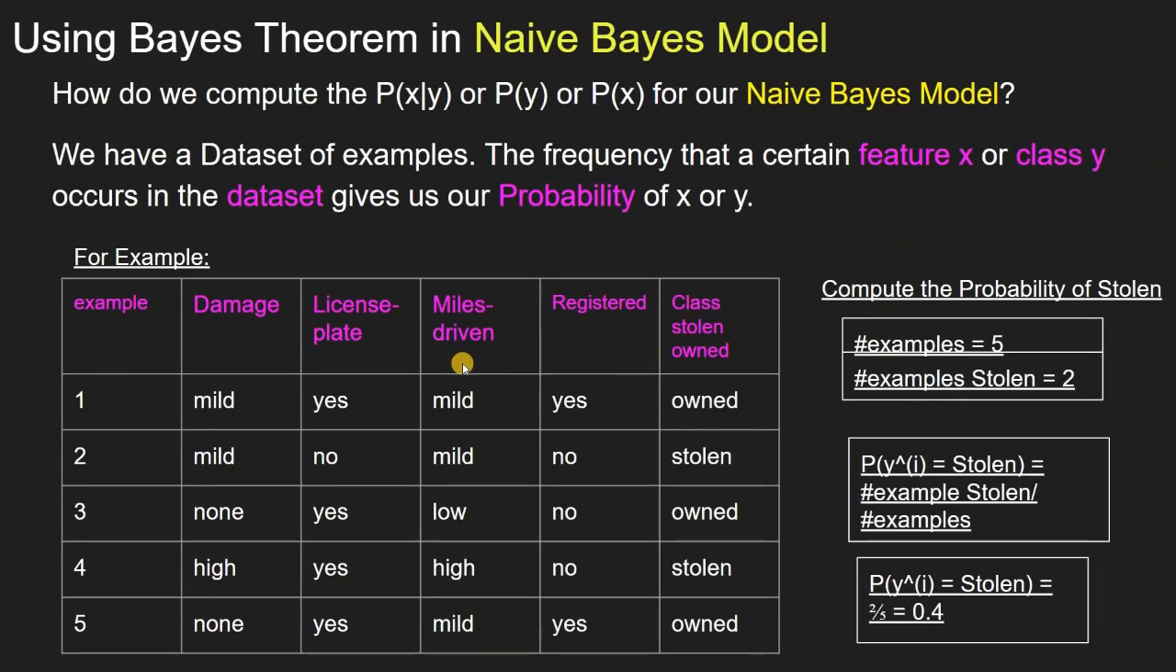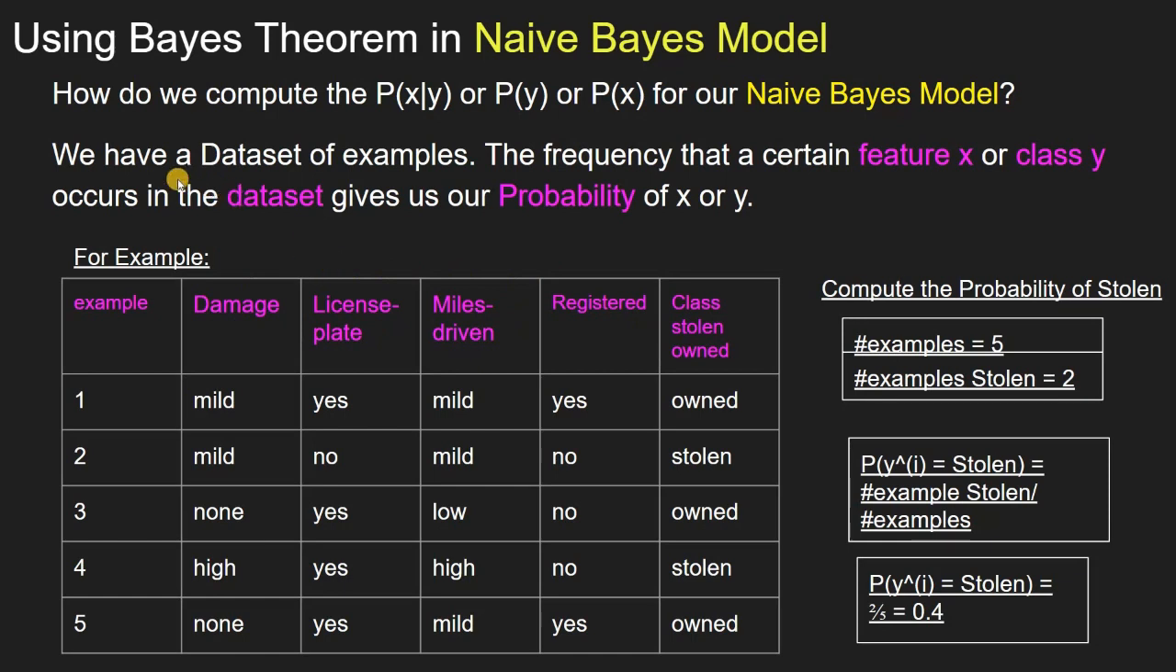Alright, using Bayes' theorem in a naive Bayes model. So how do we compute the probability of x conditioned on y, or the probability of y, or the probability of x for our naive Bayes model when we have a specific scenario? Take the scenario where we had to classify a car as either stolen or owned, and we were able to measure the damage, the license plate, the miles driven, and whether the car is registered or not. So how do we compute these three terms for a naive Bayes model given this particular scenario?